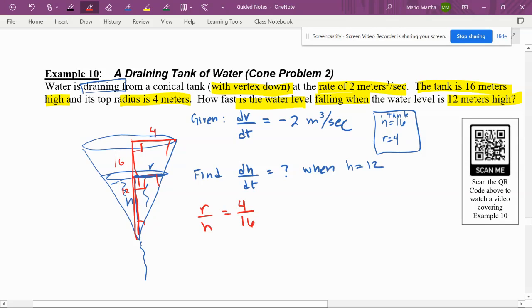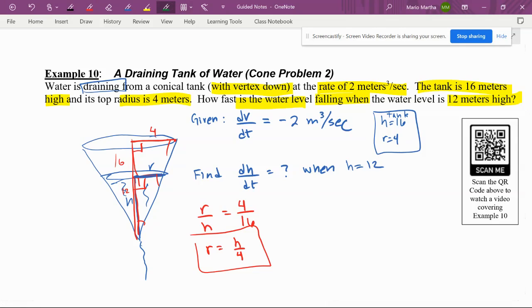And here, I think it would be a lot easier for us to solve for r. Just multiply both sides by h. So r equals h over 4, or 1/4 times h. Now we can use that information to figure out how fast the height is changing. It's more convenient to solve for h because we have to find dh dt. So again, we're going to use the same formula.